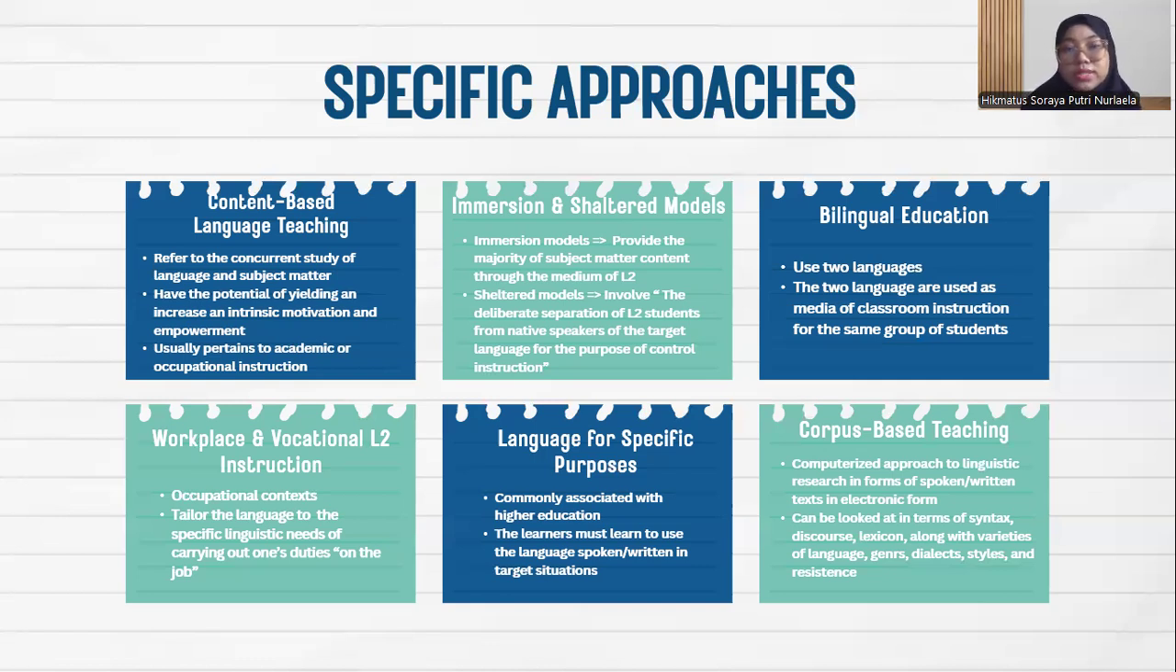The next one is bilingual education. This approach uses two languages in the classroom, and these languages are used as a medium of classroom instruction for the same group of students. So in bilingual education, it's more focused on using the target language as well. The next one is workplace and vocational language instruction. For this approach, it's more focused on occupational contexts, or tailoring the language to the specific linguistic needs on the job or on duty.